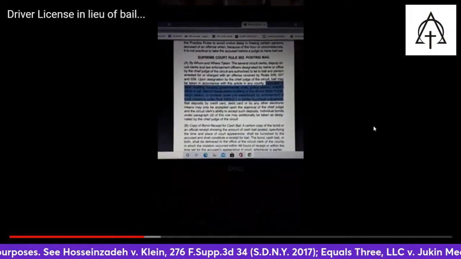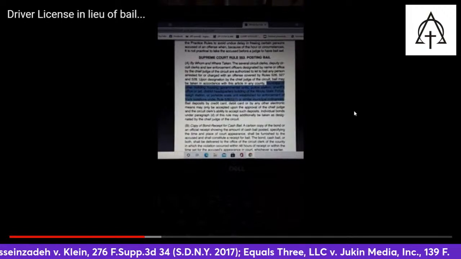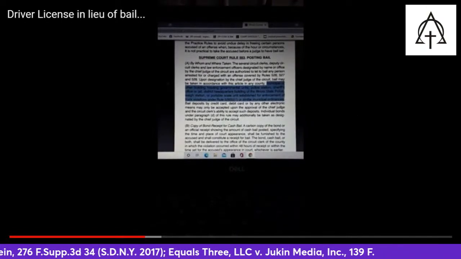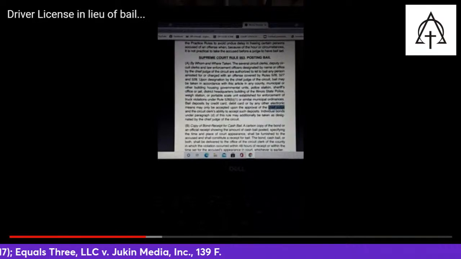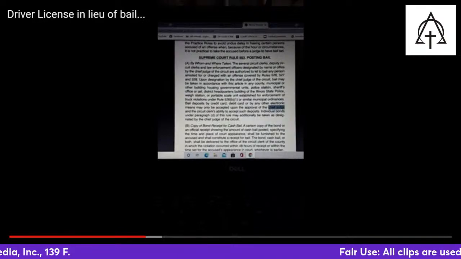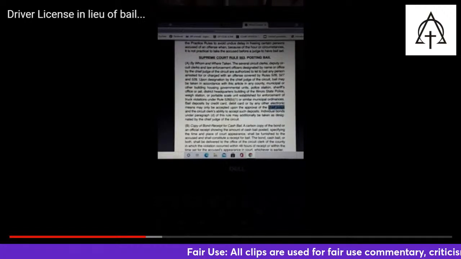Bail deposit by credit card, debit card, or by any other electronic means may only be accepted upon the approval of the chief judge. He wants a financial instrument so he can approve it. And that's to obtain money, property, labor, or services on credit. Yet you go down there to pay fines, and guess what? They don't accept credit cards.